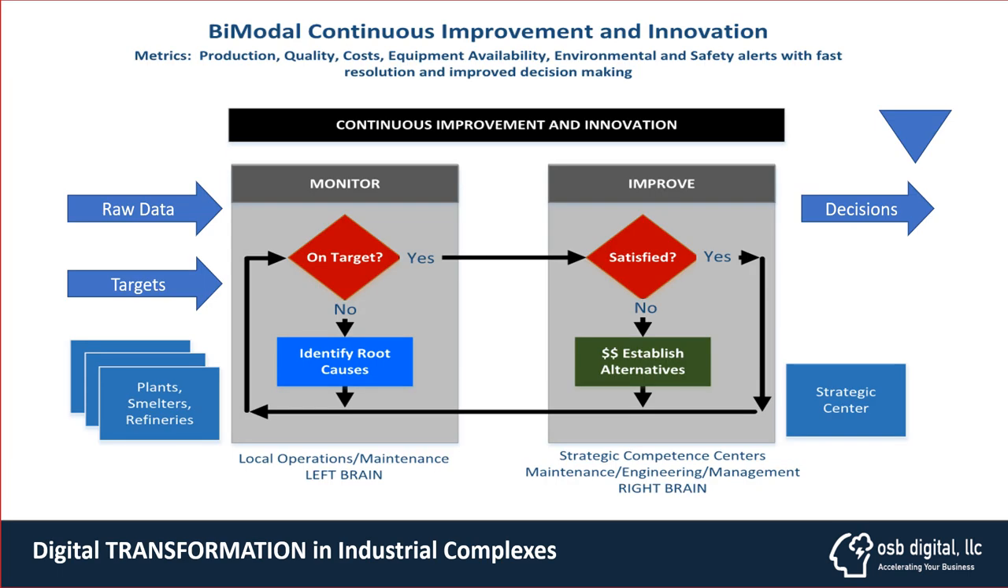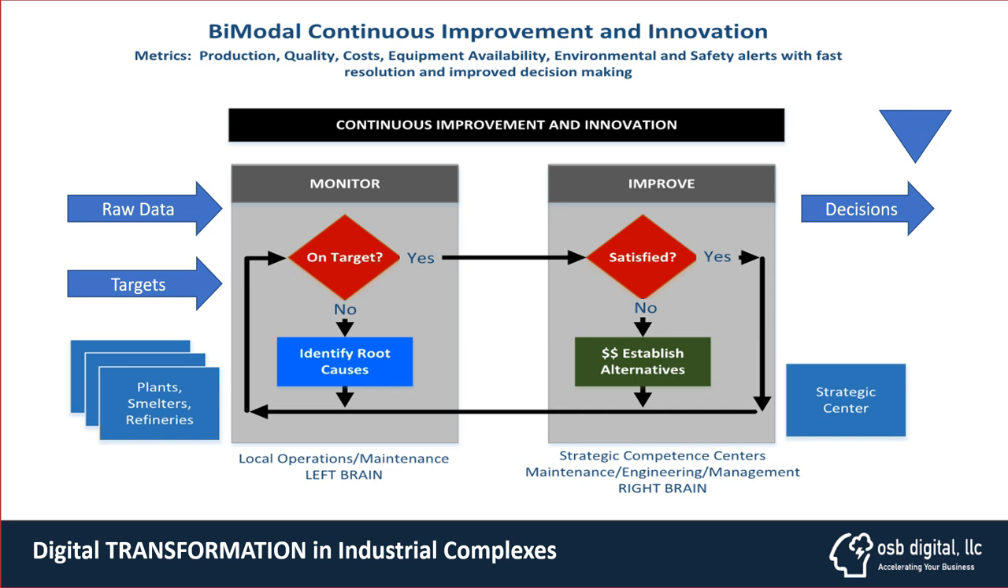Usually when we want to solve a problem, we have a lot of raw data that is coming from the process control system and mining system, and we do have the target. So we need to really monitor that and identify the root causes. As soon as we do that, we need to see what we are going to do to improve. If we are satisfied, we leave them alone. If we are not satisfied, we need to establish alternatives. And this is what we are going to be discussing today: how management will be receiving these root causes and how the engineers are suggesting ways of improving or even innovating.